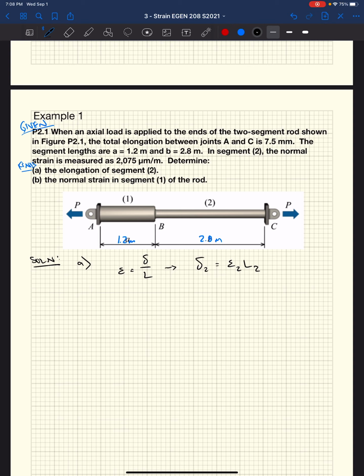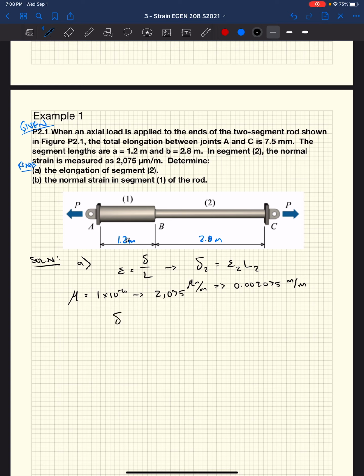So if we take a micro as 1 times 10 to the negative 6th, and we start out with 2,075 micrometers per meter, well, that really equates to, if we multiplied by 1 times 10 to the negative 6th, we could get 0.002075 meters per meter.